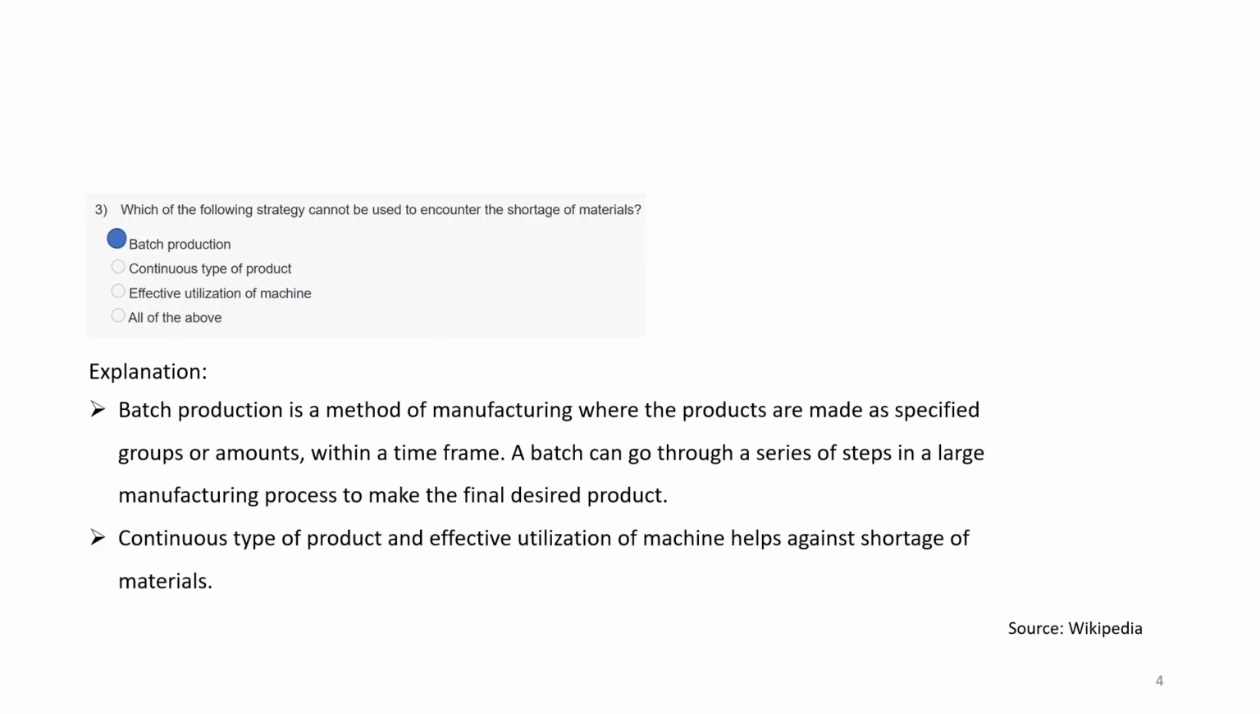So batch production is a method of manufacturing where the products are made as specified groups or amounts within a time frame. A batch can go through a series of steps in a large manufacturing process to make the final desired product. While in case of continuous type of product, an effective utilization of machine helps against shortage of materials.